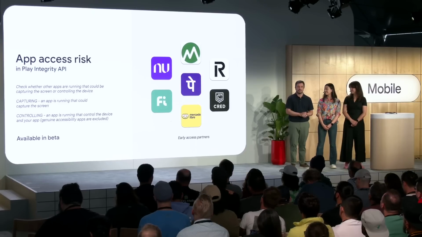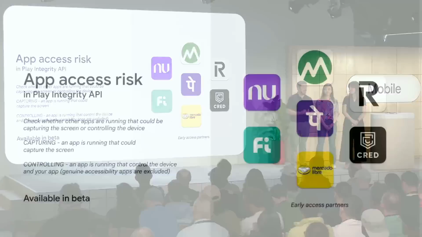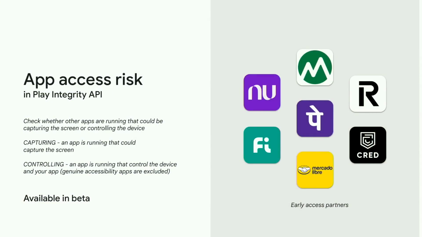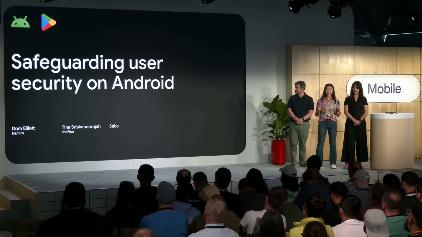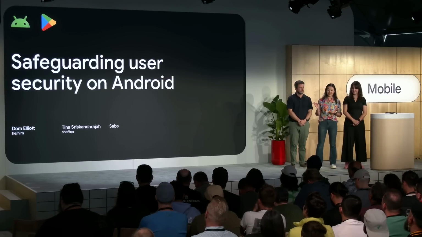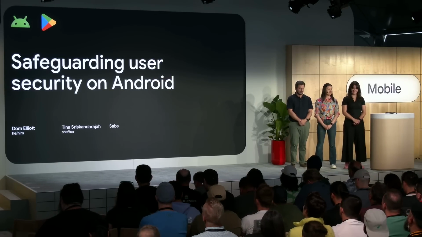Besides the platform features, you can further protect your app using the Play Integrity API. Developers using the Play Integrity API see on average an 80% lower unauthorized usage compared to unprotected apps. To provide you with a verdict on if there's a risk for other apps running, which could access or control your app, we've added App Access Risk. The new verdict provides you with 2 different risk levels: capturing and controlling. To find out more, check out the Safeguarding User Security on Android Talk.